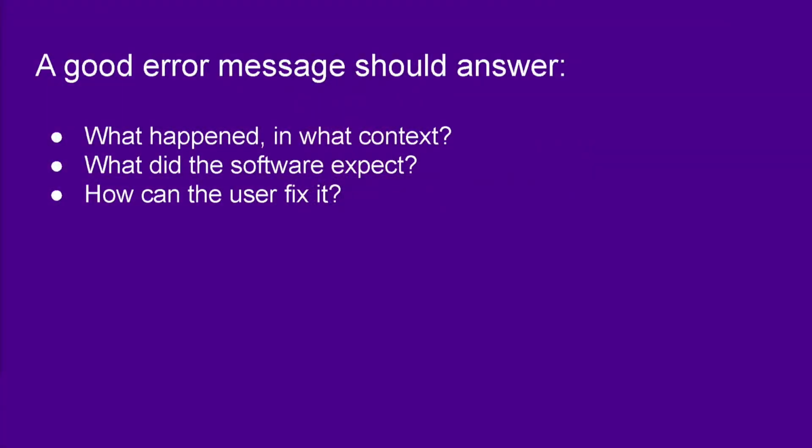So a good error message should answer three things. First, it should provide context, like what just happened, where. And then it should specify the expectations of the software. Why was that a mistake? And lastly, it should be actionable. It should give you at least tips or even literally steps about how the user can fix it.